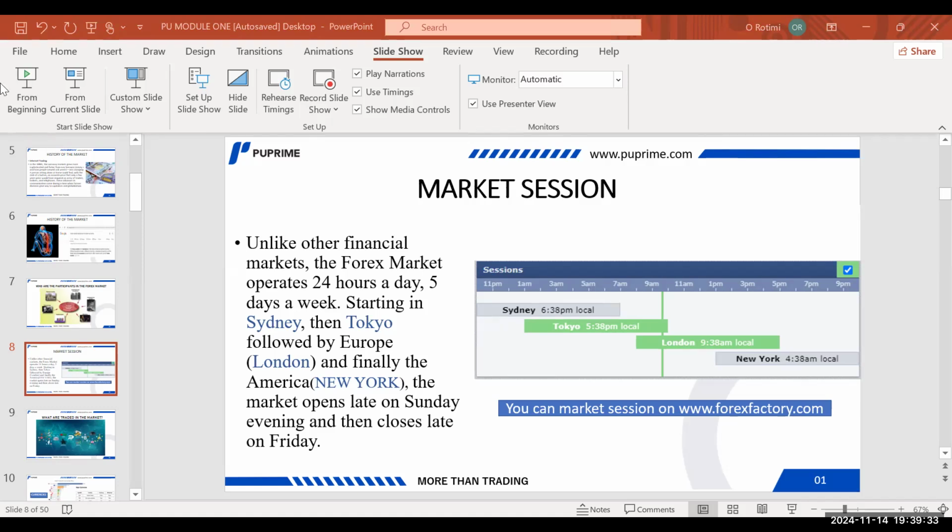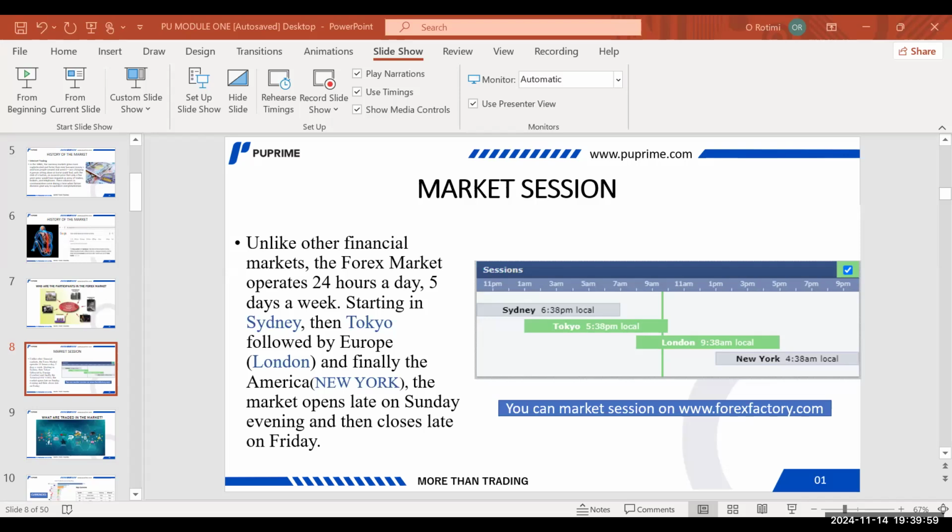So the Tokyo session runs from 1 a.m. Nigerian time to 10 a.m. Nigerian time. And the London session runs from 8 a.m. Nigerian time to 5 p.m. Nigerian time. And the New York session runs from 1 p.m. Nigerian time to 10 p.m. Nigerian time.